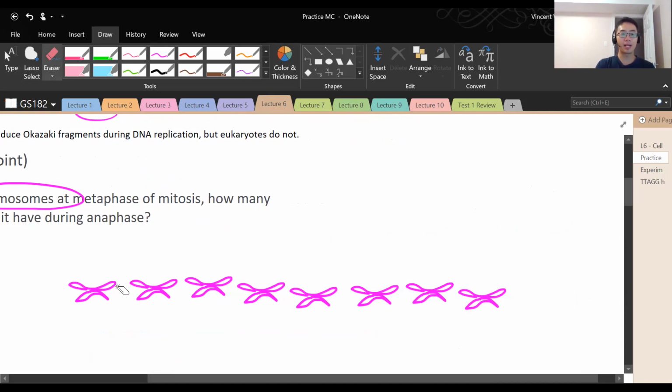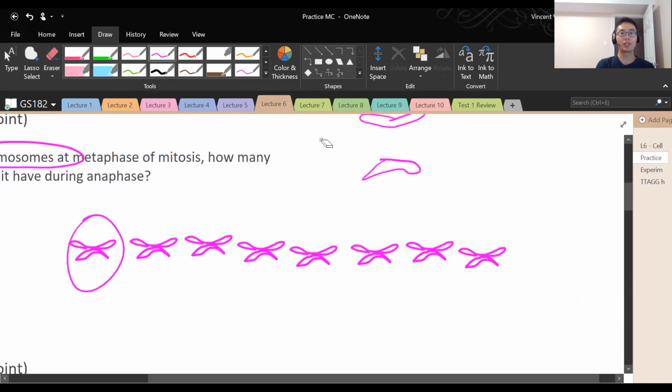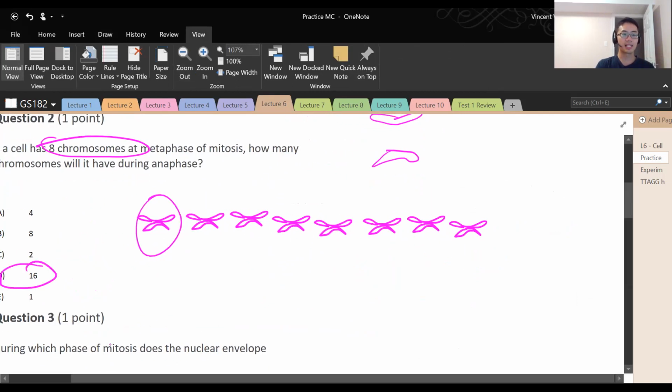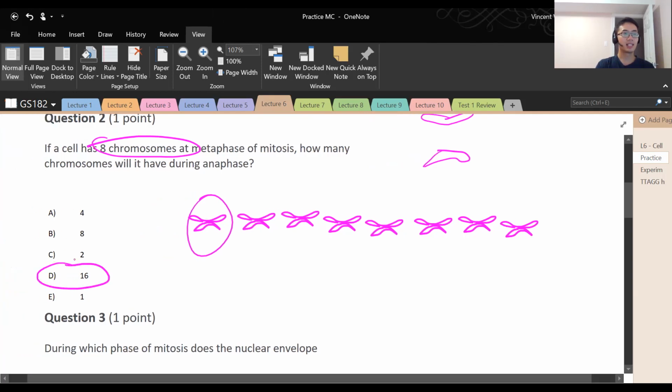And then when they separate, let's say when this one separates, then one of the sister chromatids gets pulled this way, the other gets pulled this way, right? So that's 1, 2, and then same thing, 3, 4, 5, 6, 7, 8, 9, 10, 11, 12, 13, 14, 15, 16. So after they separate, they no longer count as 1. So that's why it becomes 16. Okay, 16 is the correct answer. If you see this question on the test, choose 16. Does that make sense? Sorry, I just got confused.